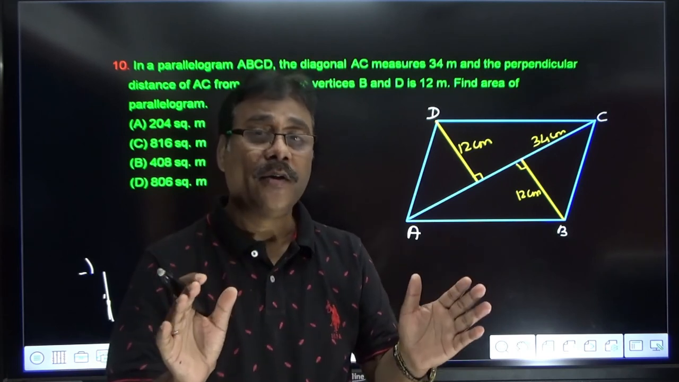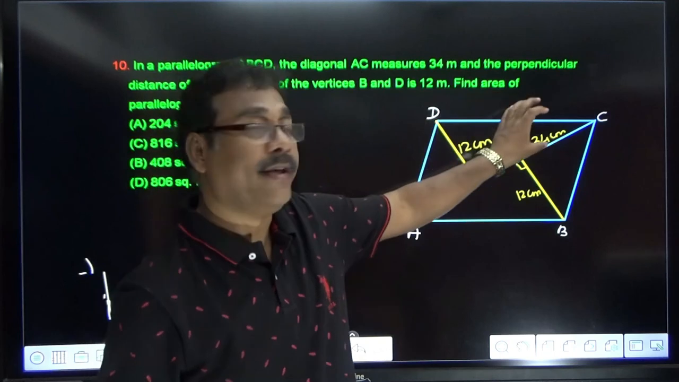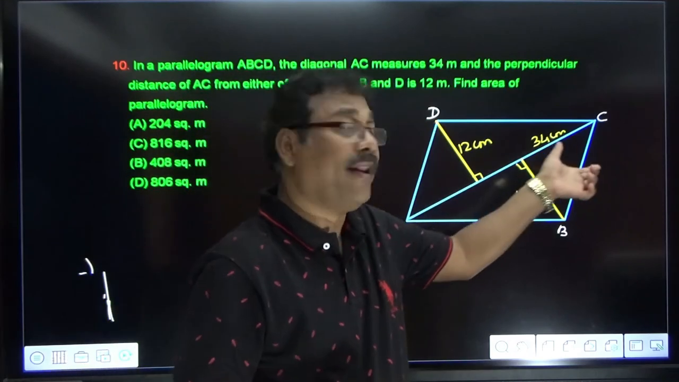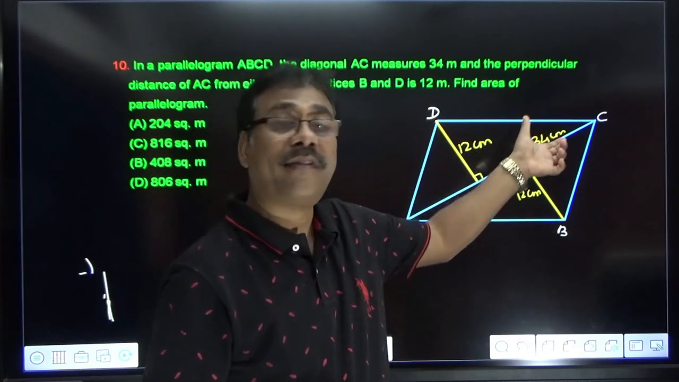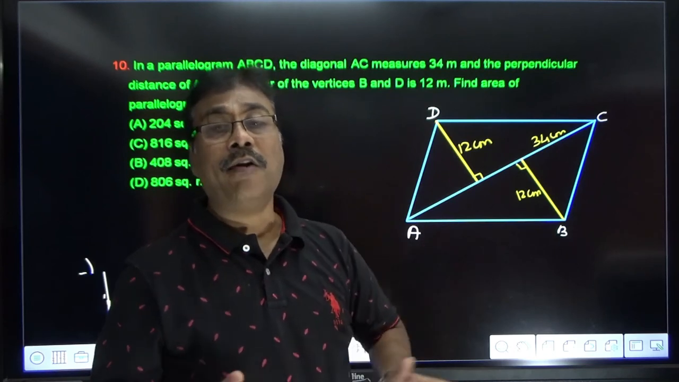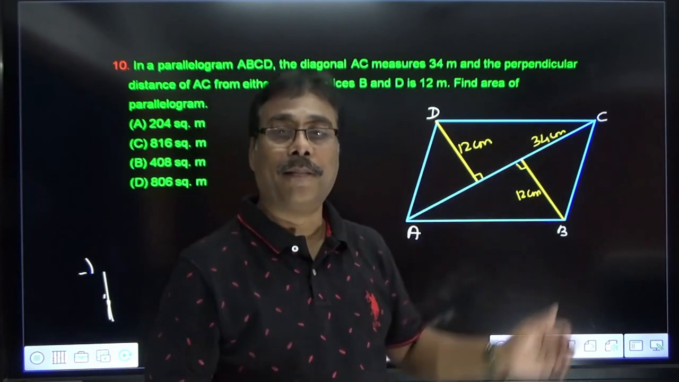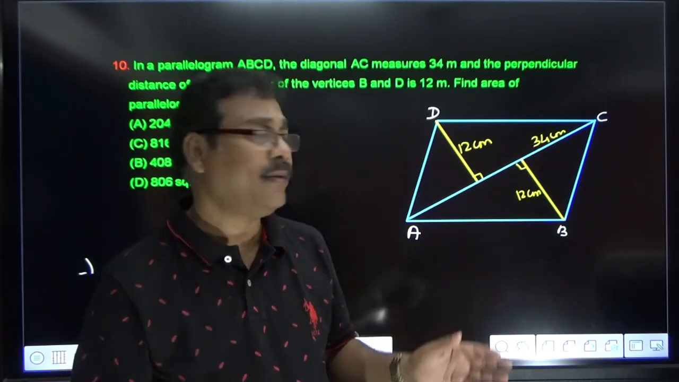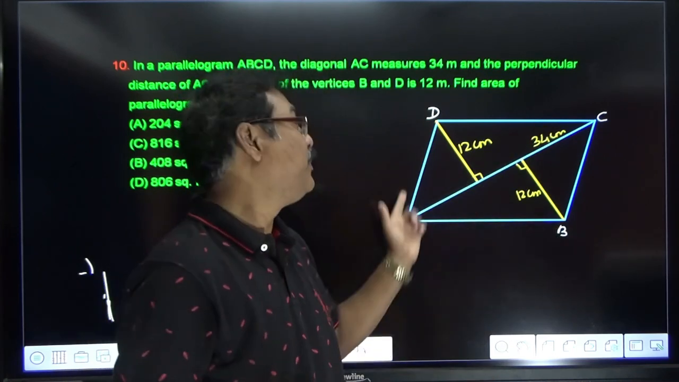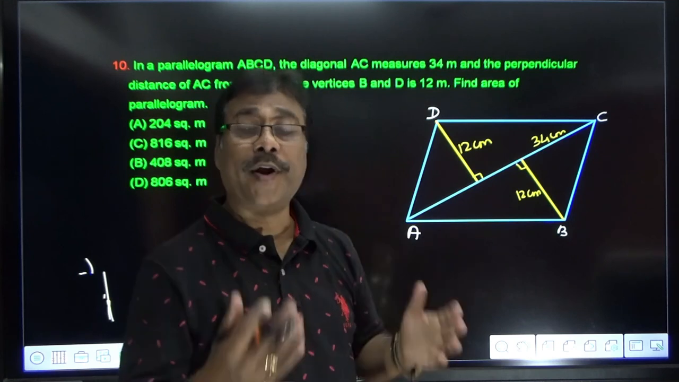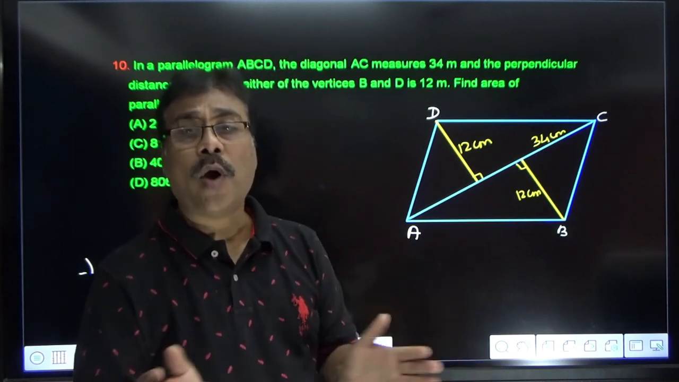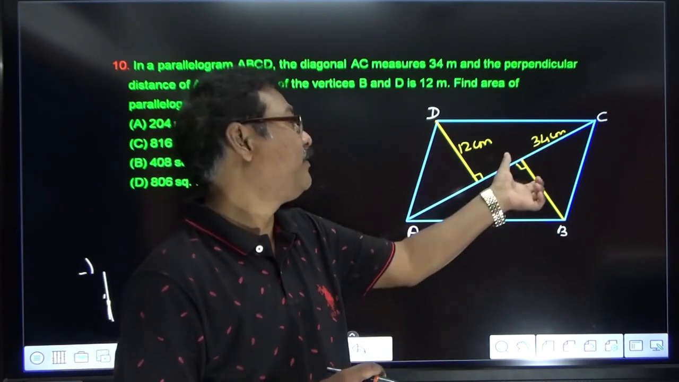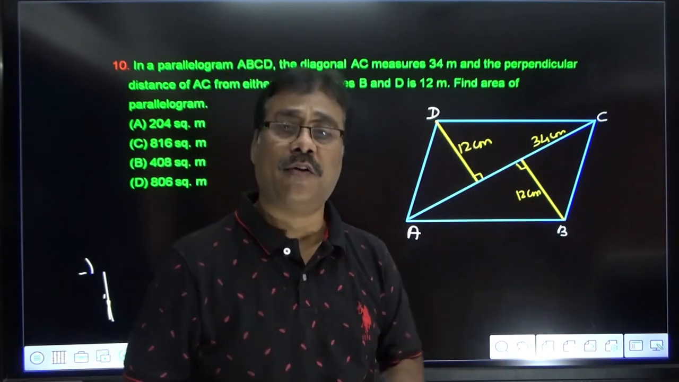So all can see here, a triangle is here, another triangle is here. If I can find the area of this triangle and the area of this triangle, then I'll add them to get the area of this parallelogram. Got it? And because of the symmetry, all of you can see this triangle is similar to this triangle, congruent, equal. So I need not find the area of both the triangles. I can find the area of this into 2 to get the area of this parallelogram.